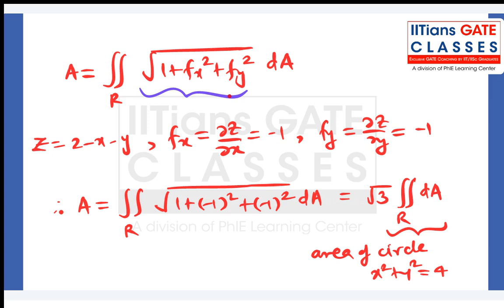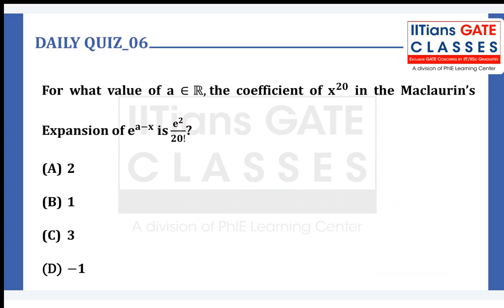So let's move on. Now I think one more question is there. Yeah, so this is based on your Maclaurin series. You should know what is Maclaurin series or Maclaurin series expansion. It is nothing but Taylor series centered around 0.